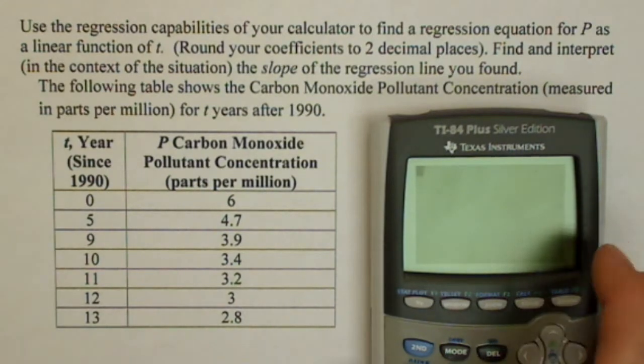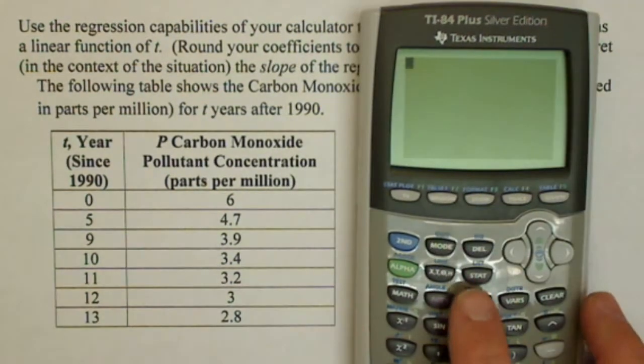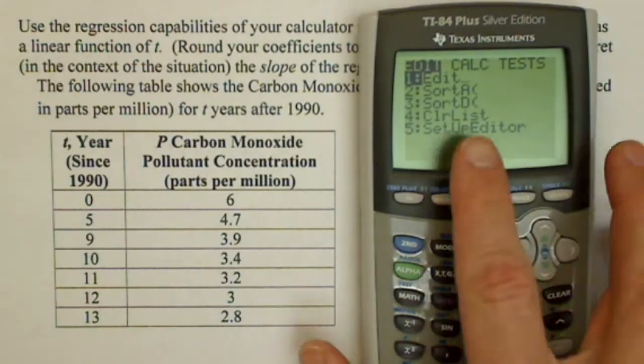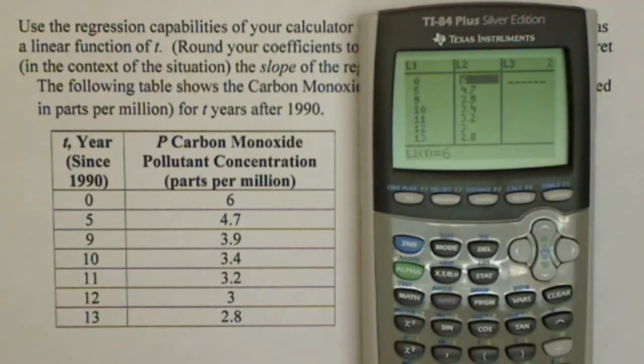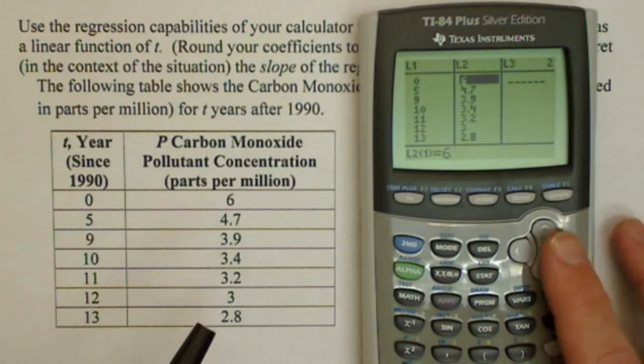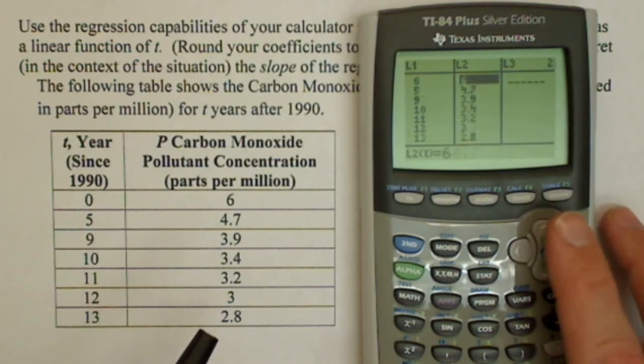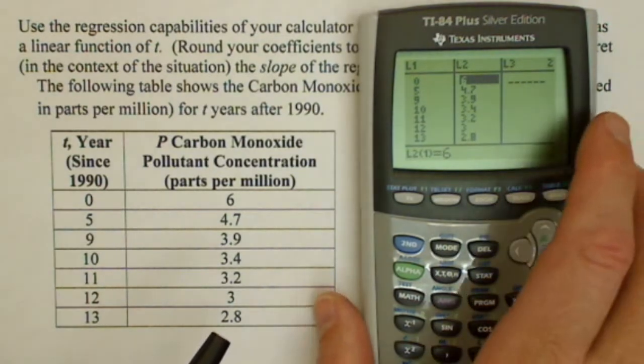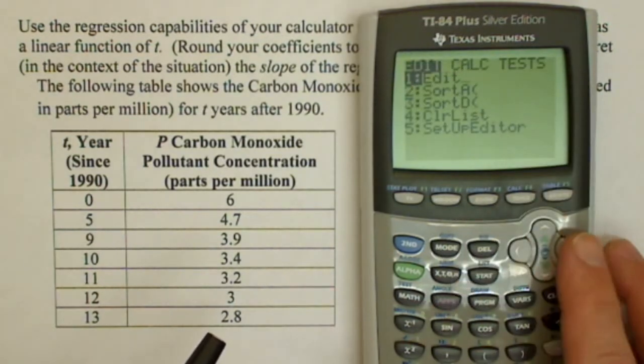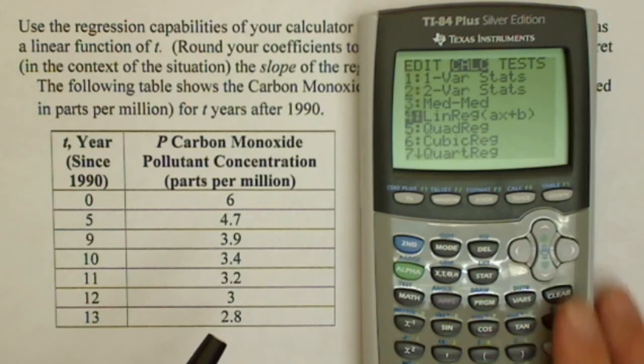Since we're doing linear regression, the first thing we're going to do is go to Stat, and we're going to edit our lists. So we hit Enter. I've already put in the data for my lists. You always want to make sure that your lists are the same length and that your data is entered correctly. Now we're going to go to Stat, Calc, Lin Reg.